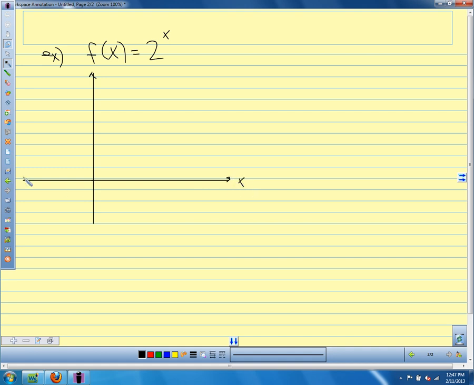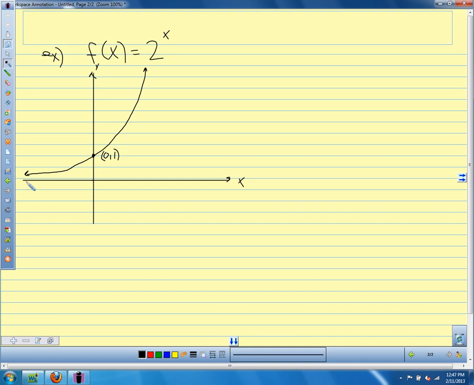So here's x and here's y. My function is going to look like this. We'll do it a little shallower. So our function is increasing. My y-intercept is at the point (0, 1). Our horizontal asymptote is y equals 0, so the x-axis. Eventually, when x gets really big negative numbers, we get really close to 0.